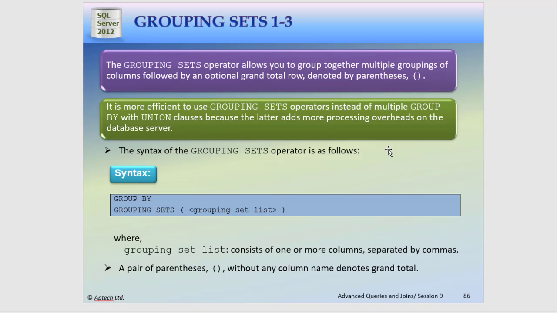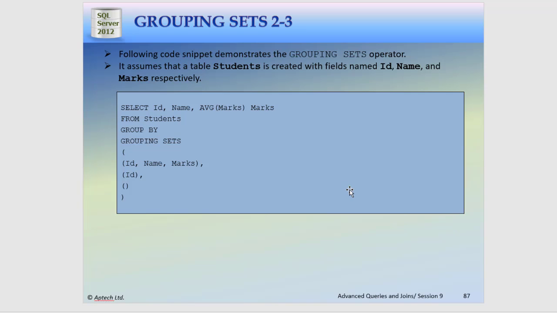Now, the syntax of the grouping sets operator is given below. Group by, then grouping sets, you specify the grouping set list, where the grouping set list consists of one or more columns separated by commas. Now, a pair of parentheses without any column name denotes a grand total. The following code snippet demonstrates the use of the grouping sets operator. It assumes that the table student is created with the fields named ID, name, and marks respectively.